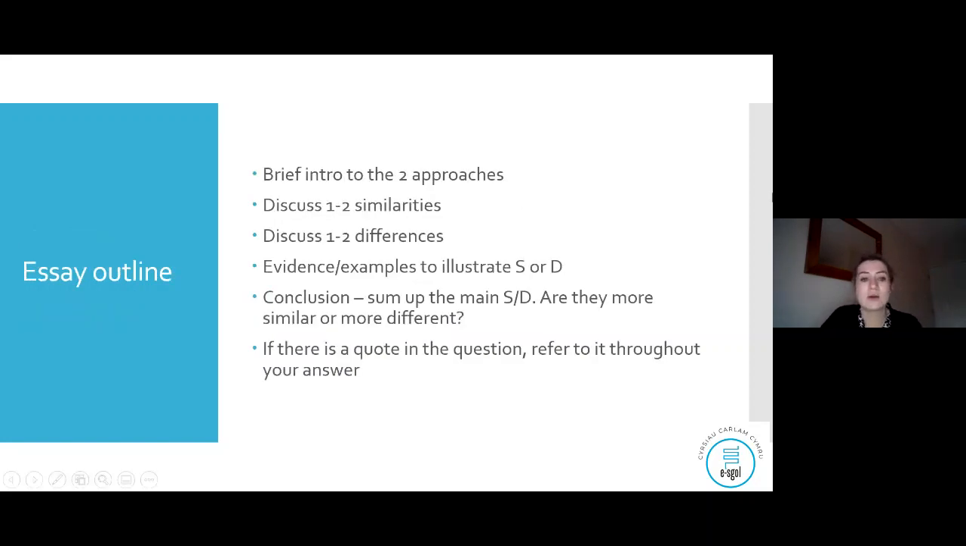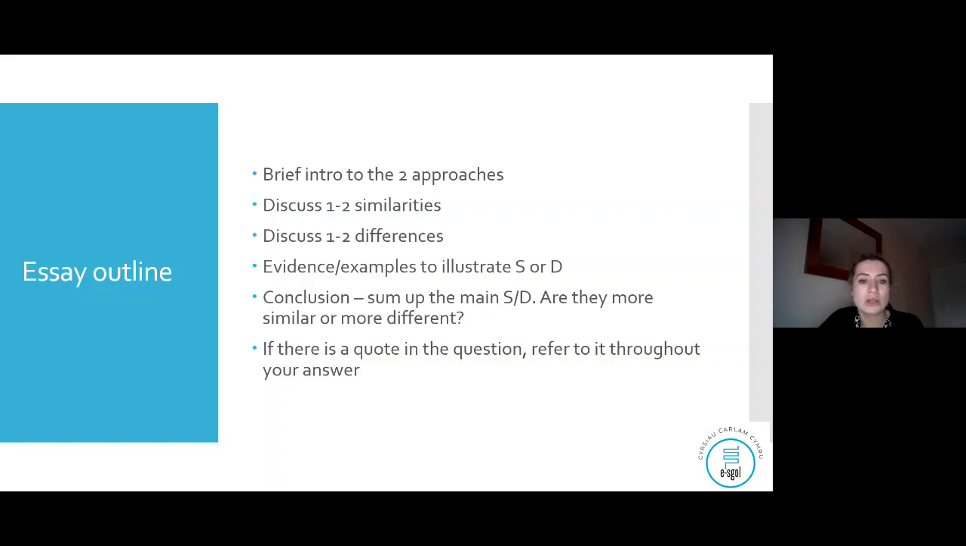It is quite a brief essay outline on how I would set out this question. So it says, brief intro to the two approaches. Tell me what you know, okay? Keyword there is brief. You don't need to go on and on and on about what you know about this, because we need to get to the similarities and the differences before that. So a brief introduction. What are the main principles? What's their main belief about human behaviour?